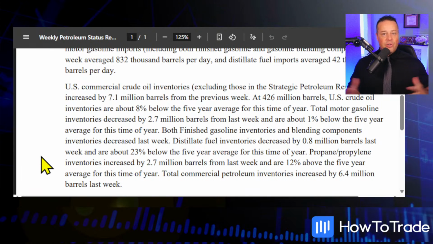Listen, we're not economists. You're not an energy expert. I'm an energy expert. You don't have to be an expert to trade crude oil successfully. But you've got to know what moves the markets. Every week, this moves the markets. Now, third paragraph is what we want.